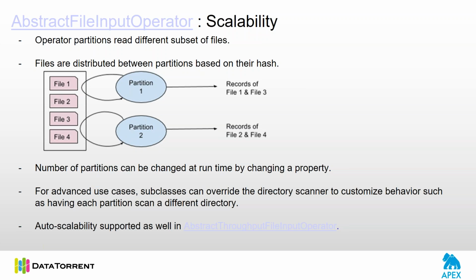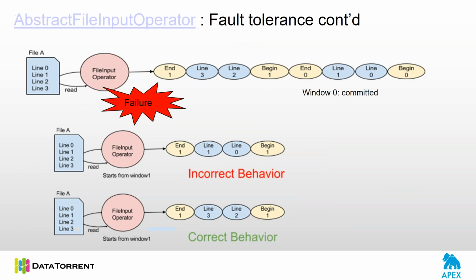Okay. So the first question here is, in the third diagram in the previous slide, is that the correct behavior? There is no line 1 read between begin 1 and end 1. Oh, I mentioned that window 0 gets committed. Window 0 being committed means that all the operators in the DAG have seen that window and have processed all the tuples of that window. So that window doesn't need to be replayed.